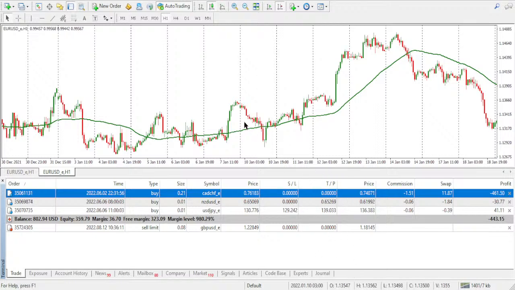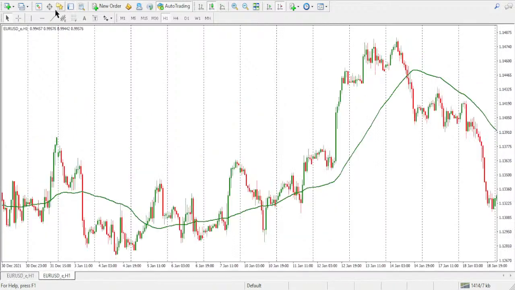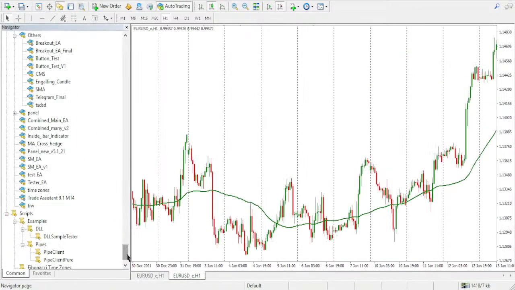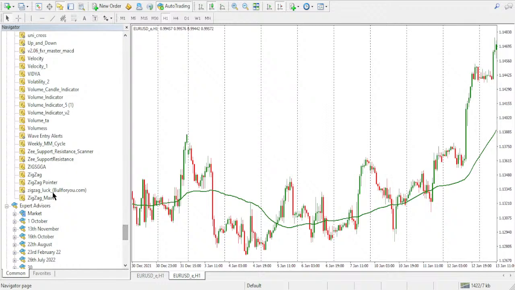So how do you know exactly where to have your stop loss or where to have your take profit? For that, I do use an indicator. We have this one. It is a standard indicator, so you could get it anywhere. This one here, the zigzag indicator, you use its default settings.